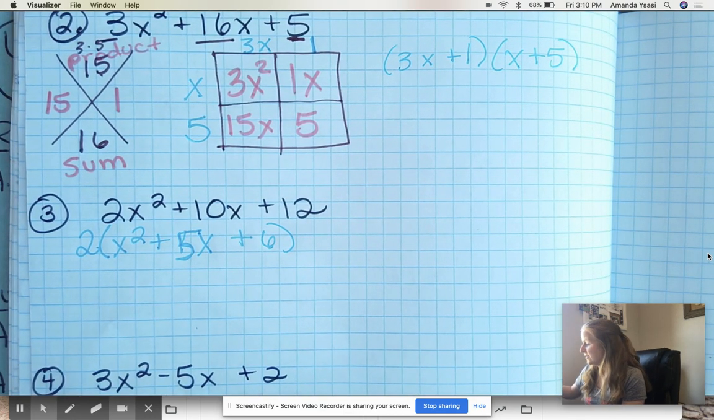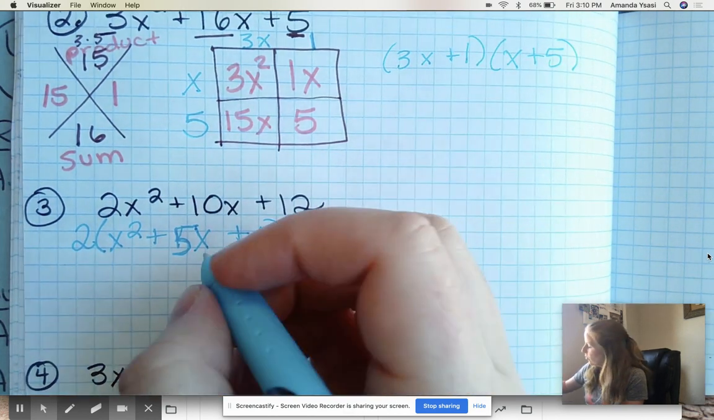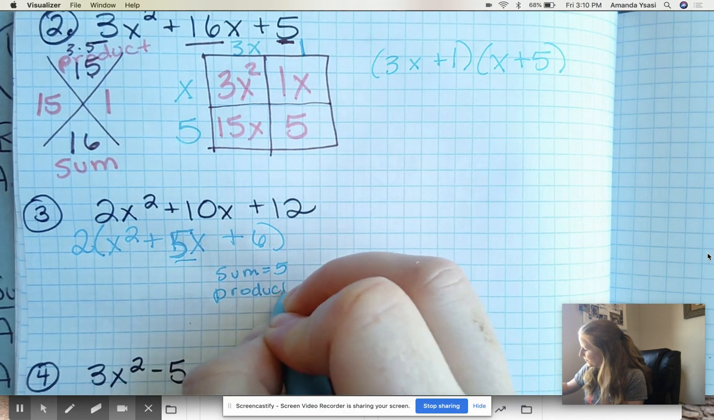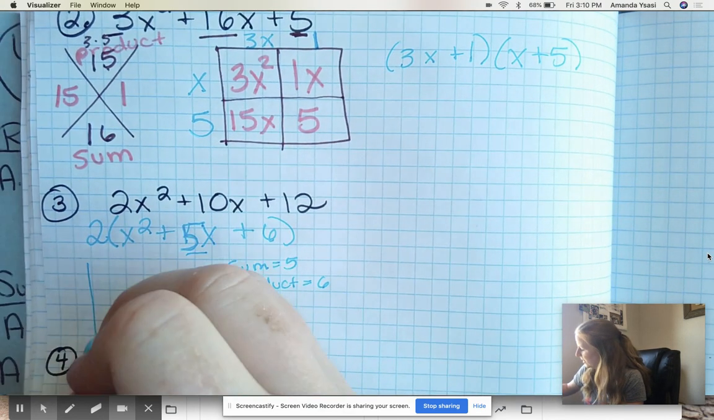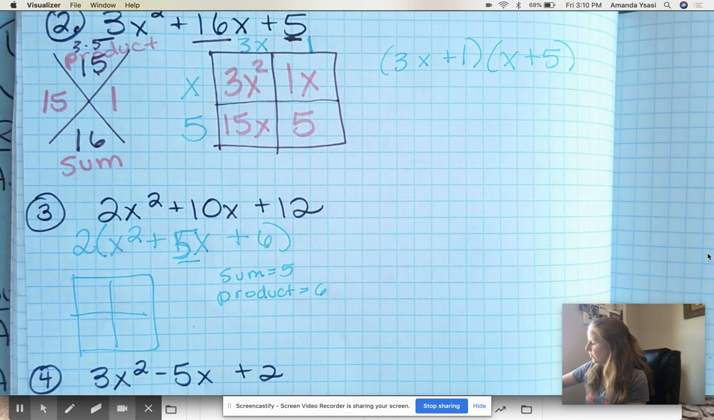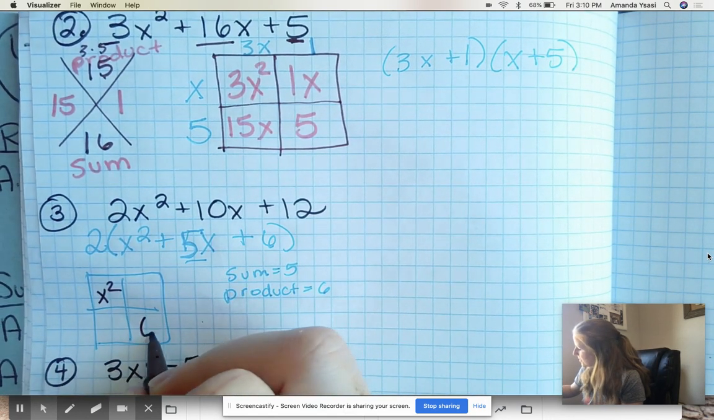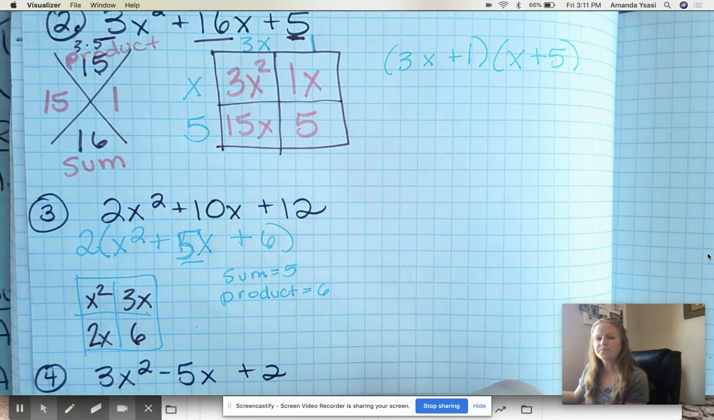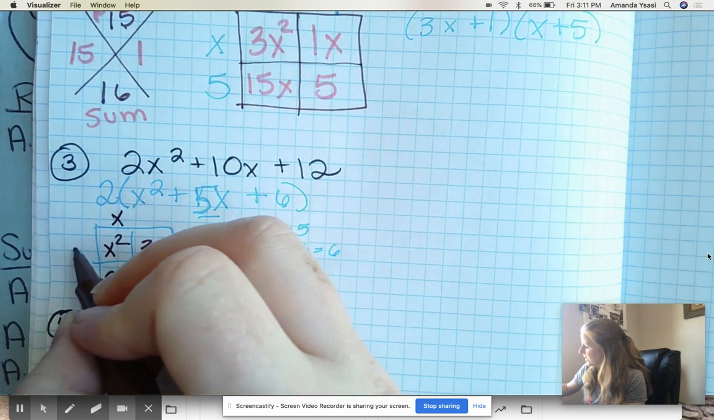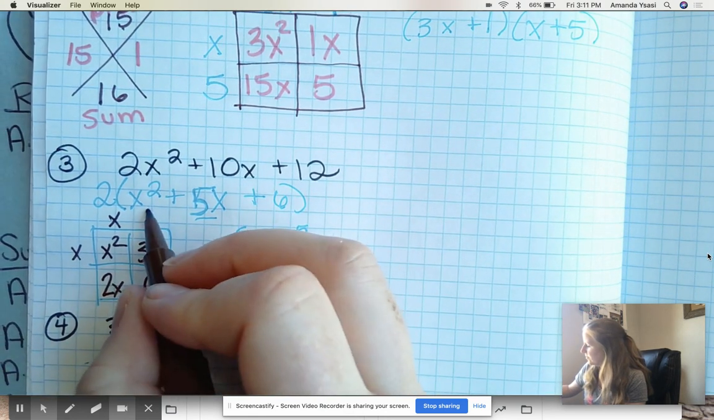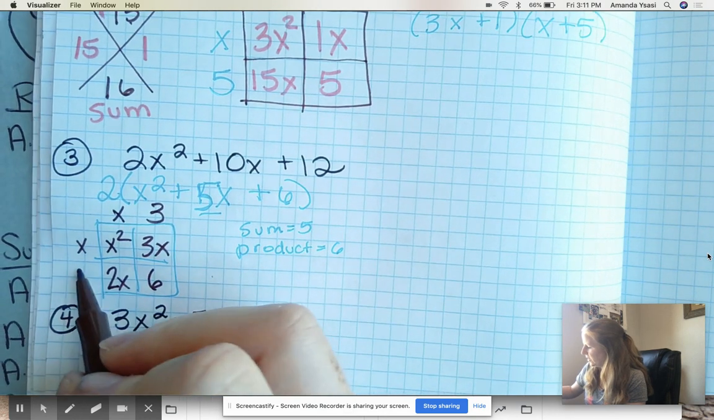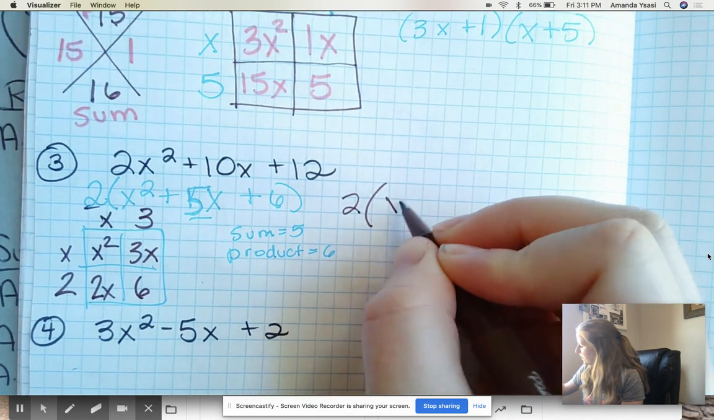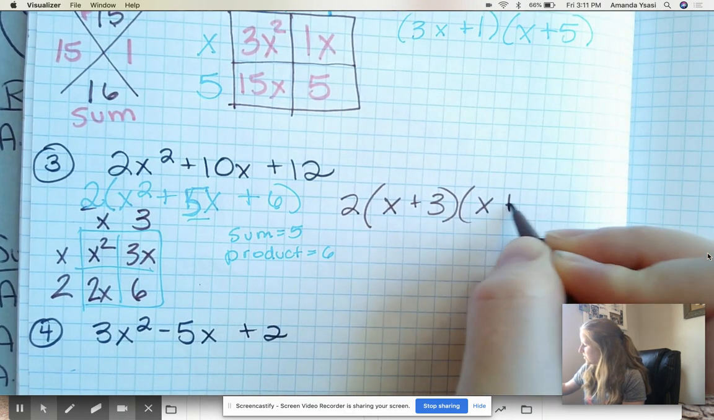Okay, so on that, now this is just like what we've already been doing. What gives you a sum of 5 and a product of 6? That'd be 2 and 3. So we have x squared, 6. We have 2x and 3x. So then that's x times x. 3x, 6, that'd be a 3. Then this would be a 2. So then we still have the 2 out front. So this is 2, and then x plus 3, x plus 2.